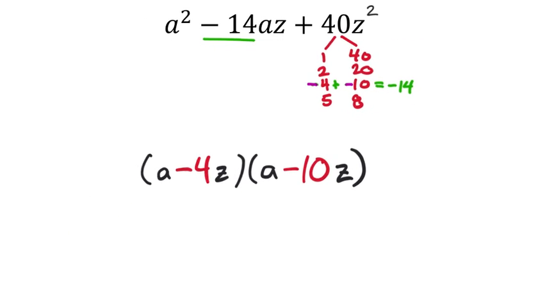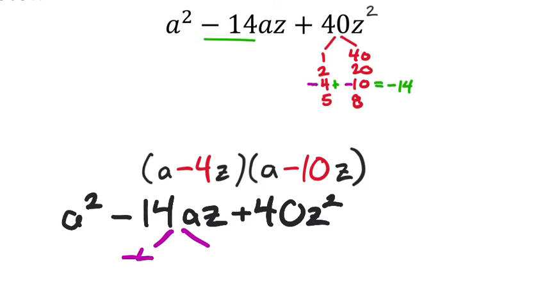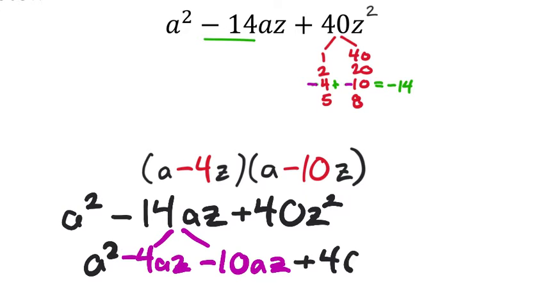Well, as promised, this will work with factoring by grouping, but here's how it works. So a to the power of 2 minus 14az plus 40z to the power of 2, okay? All right, so we already saw that -14 would split up into -4, and again, that'd be az, and also -10az. So that'd be a squared minus 4az minus 10az plus 40z to the power of 2.